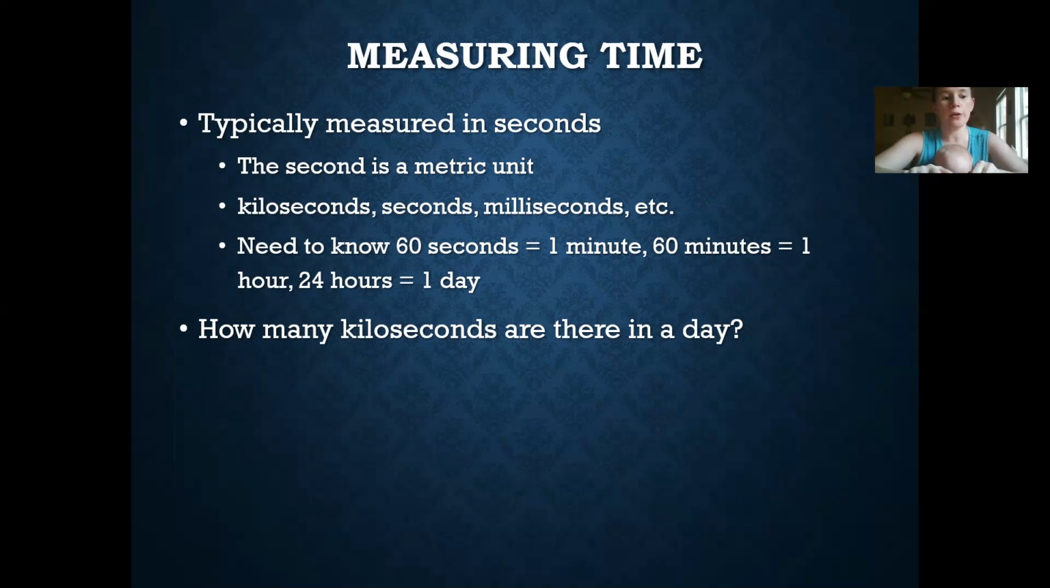So you probably already know this, but you do need to know that there are 60 seconds in a minute, 60 minutes in an hour, and 24 hours in a day.